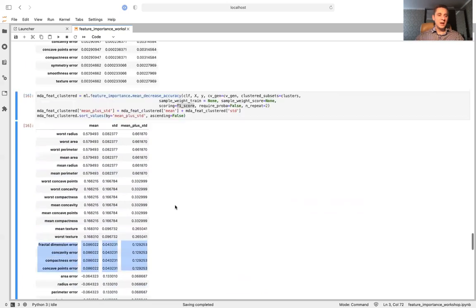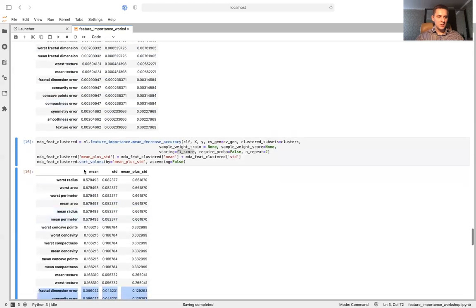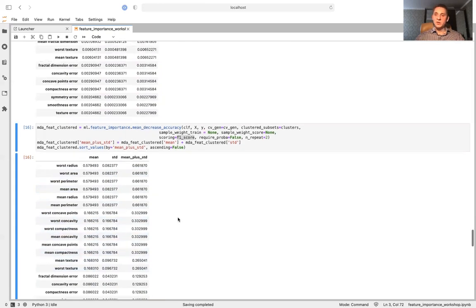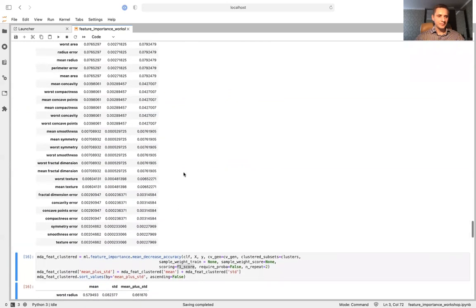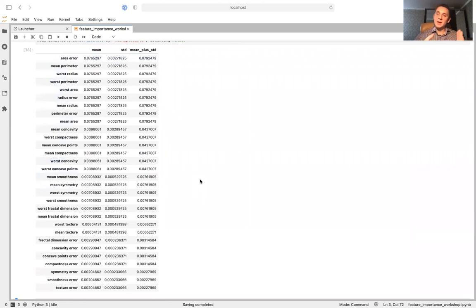So what we can see is that actually top clusters, such as shape-related clusters, concavity-related clusters, and texture-related clusters. So this is, as you can see, the concavity-related cluster, which has the same feature importance, and texture-related clusters. They are the most important in both. So the shape-related cluster and concavity-related cluster are both most important in MDI and MDA.